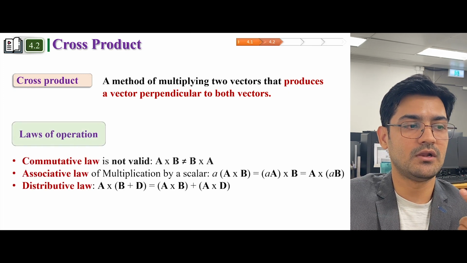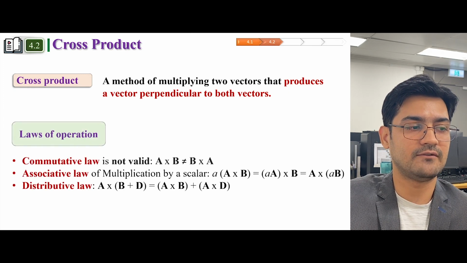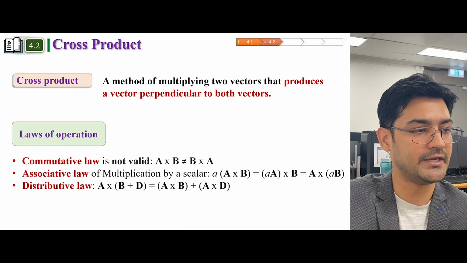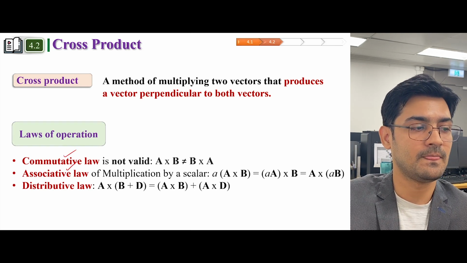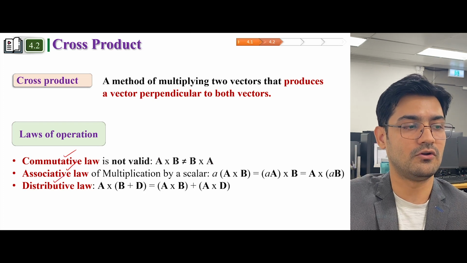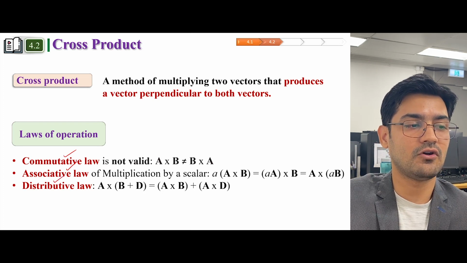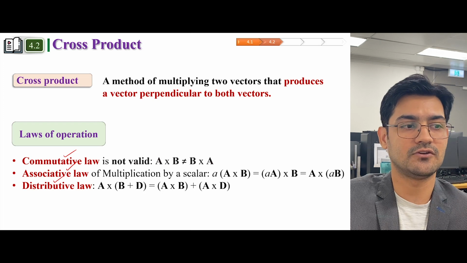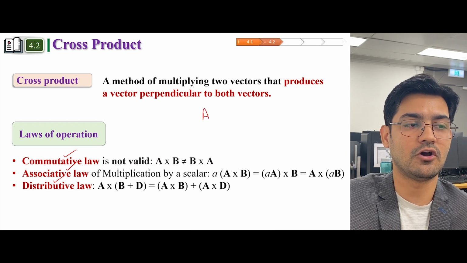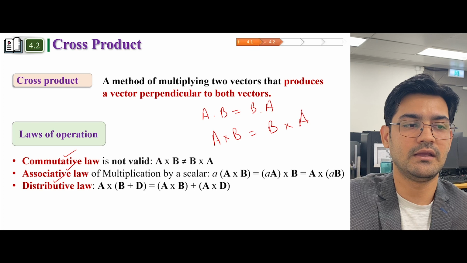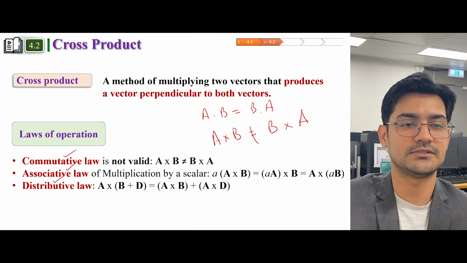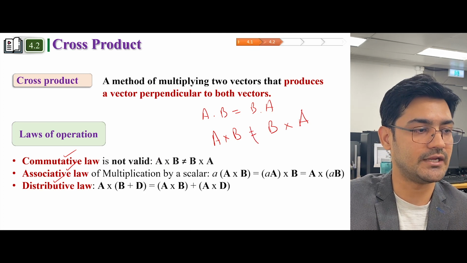Now, similar to the dot product, we also have these three laws of operation: commutative law, associative law or multiplication law, and distributive law. So commutative law is not valid in the case of cross products. Remember, in dot product, A dot B was equal to B dot A, but if we are taking cross product, then A cross B is not equal to B cross A because it changes the direction.